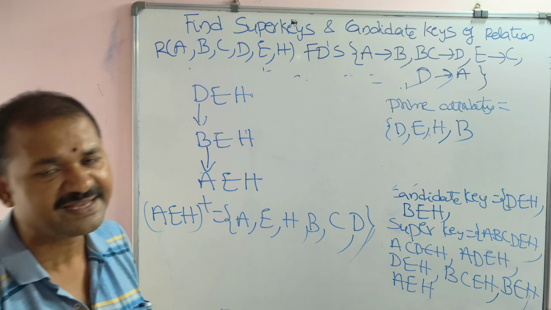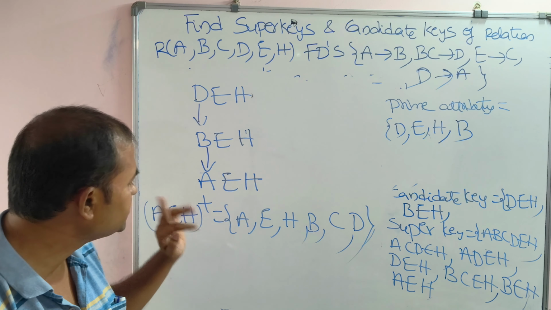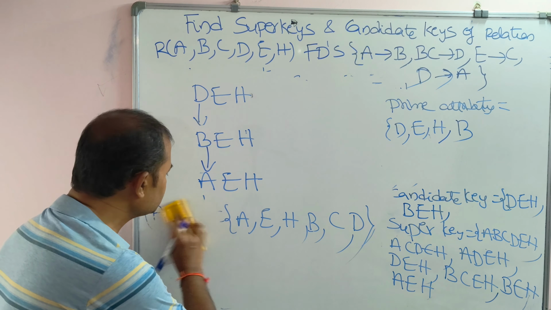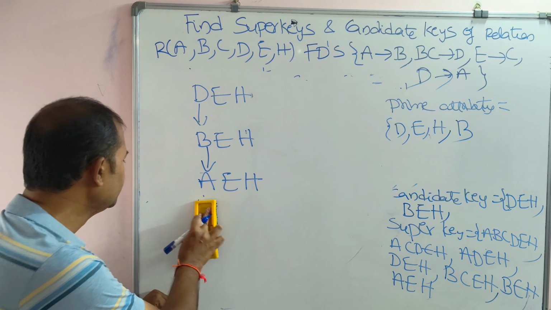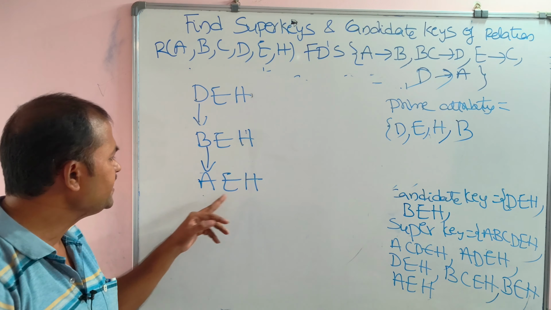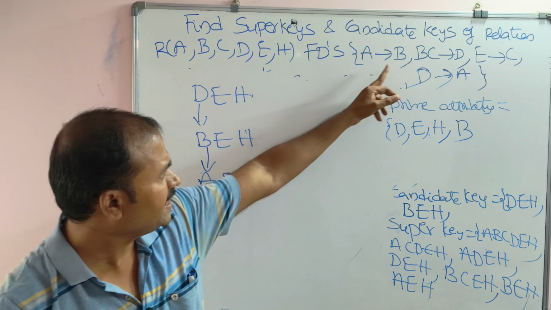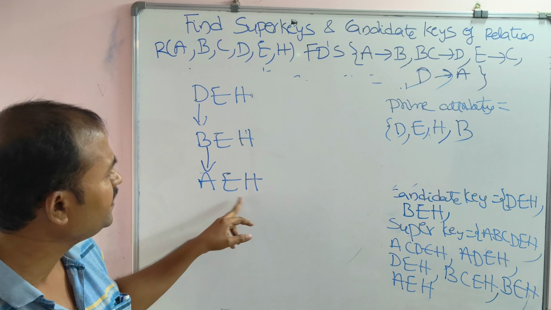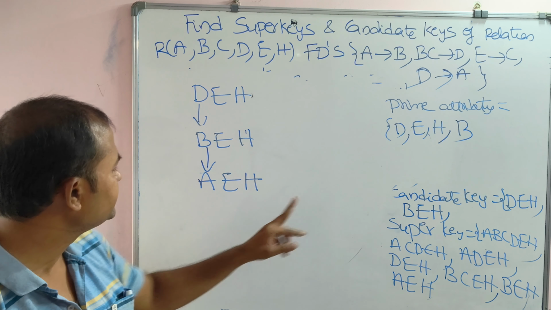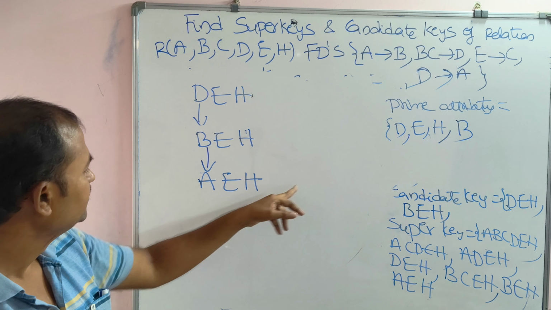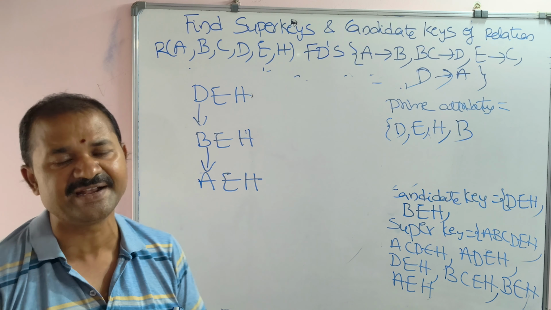But we can't say AEH is the candidate key. So in order to determine this one as the candidate key, what do we have to do? We have to check whether we can reduce any attributes from AEH or not. Here A determines B, but there is no B. BC determines D, but there is no BC here. E determines C, but there is no C here. D determines A, but there is no D here. So this AEH can't be divided further.